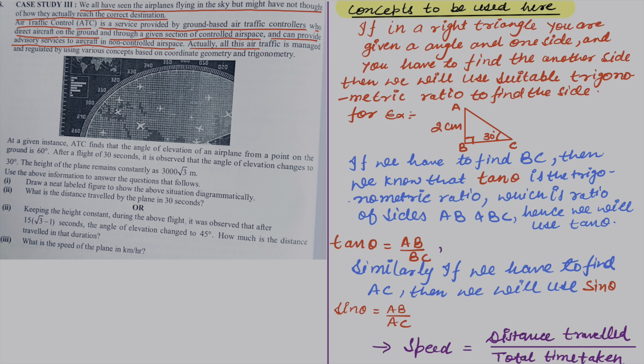Actually, all this air traffic is managed and regulated using various concepts based on coordinate geometry and trigonometry. At a given instant, ATC finds that the angle of elevation of an aeroplane from a point on the ground is 60 degrees. After a flight of 30 seconds, it is observed that the angle of elevation changes to 30 degrees. The height of the plane remains constant at 3000 root 3 meters. Use the above information to answer the questions that follow.